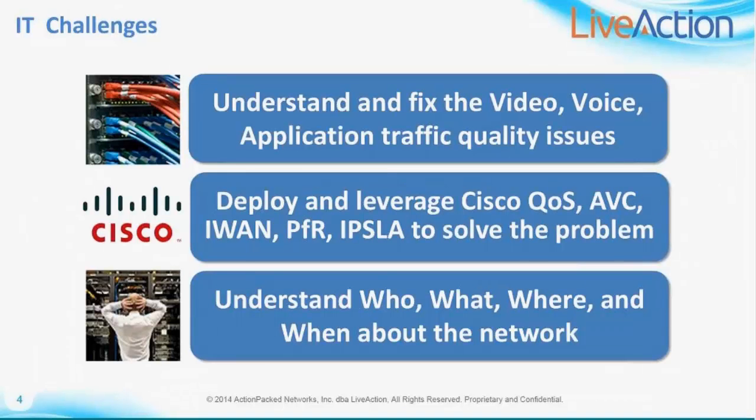The IT challenges today really are understanding how to fix video, voice, and application traffic issues. We want to deploy the technology that Cisco is giving us, such as quality of service, application visibility and control, the new IWAN initiative, PFR, and IP SLA, to help resolve problems and give us visibility into the network. And we want to understand more about who, what, where, and when about what's going on in our network today.